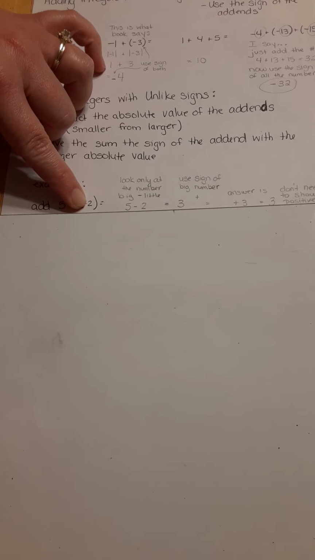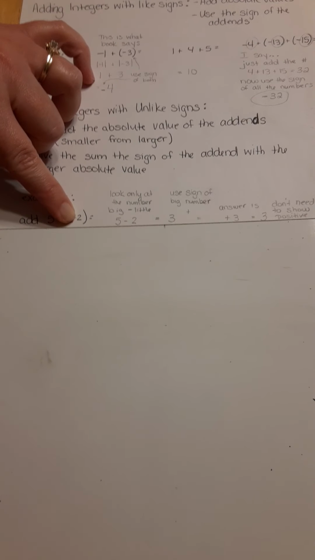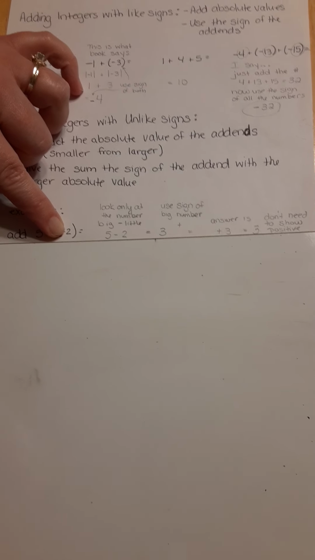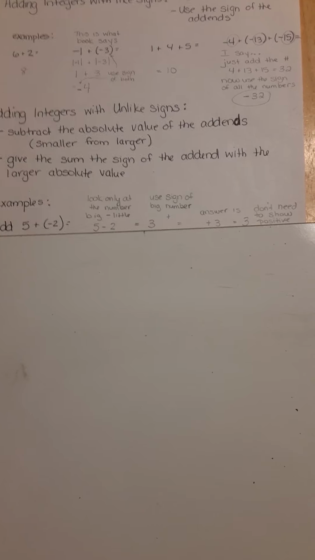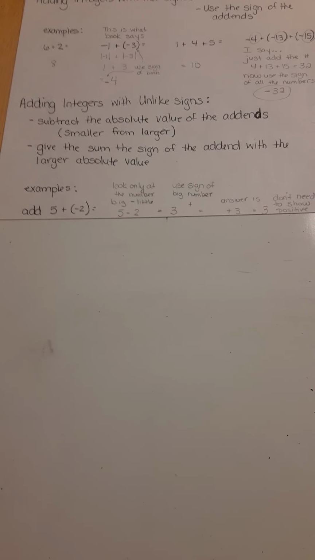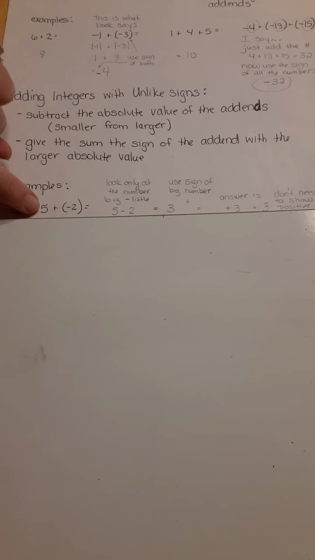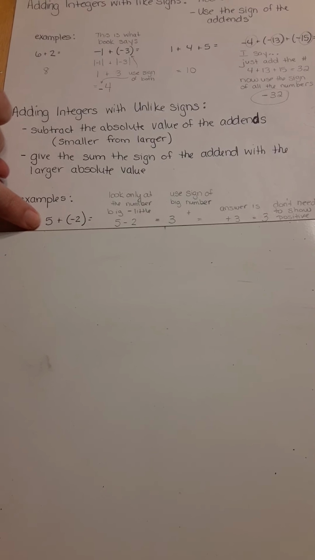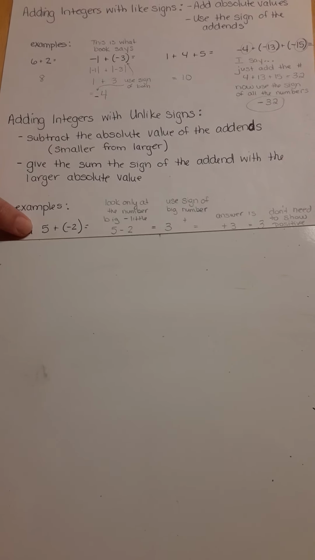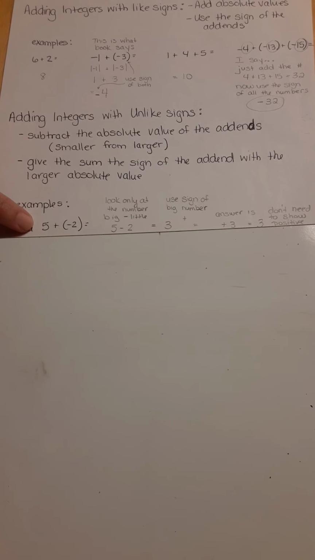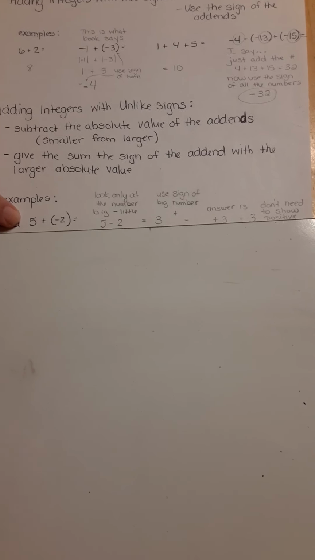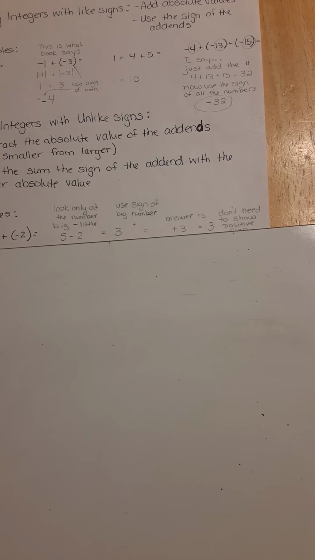We know 5 minus 2 is 3. Now I'm going to start looking at the signs. Which is the sign of the bigger number? Well, we already said 5 was bigger than 2. So I'm going to look at the 5, and does it have a positive sign or a negative sign in front of it? It's positive. So I know my answer is going to be a positive 3 here.